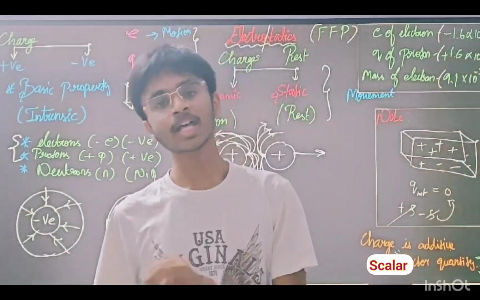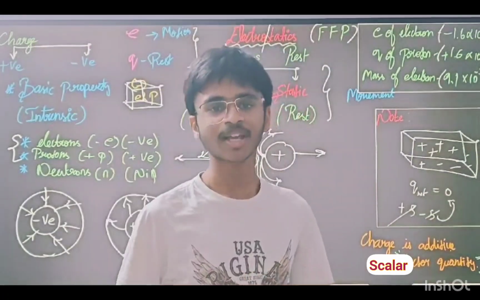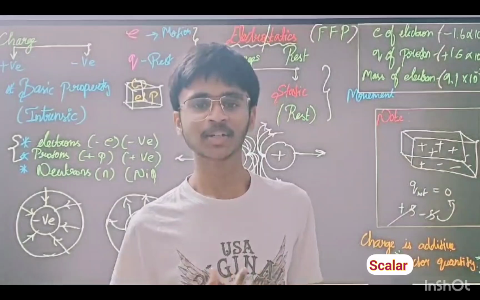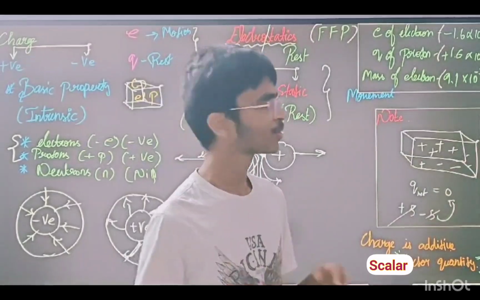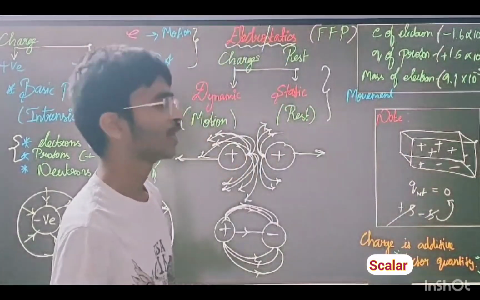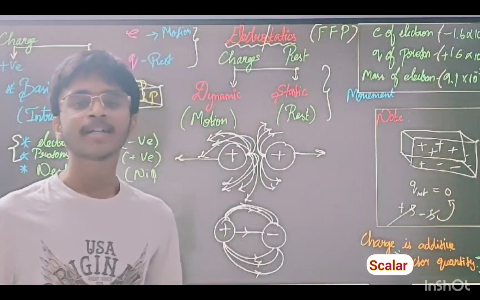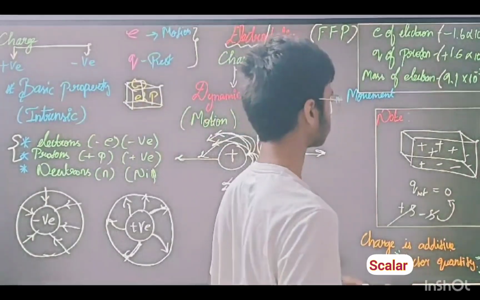And the power has to always stay negative, we cannot change this power from negative to positive. Next is the mass of electron. The mass of electron is going to be 9.1 into 10 to the power of minus 31 kilograms.